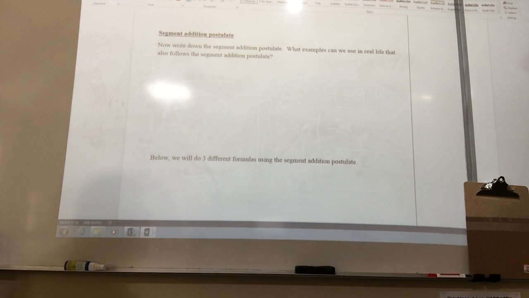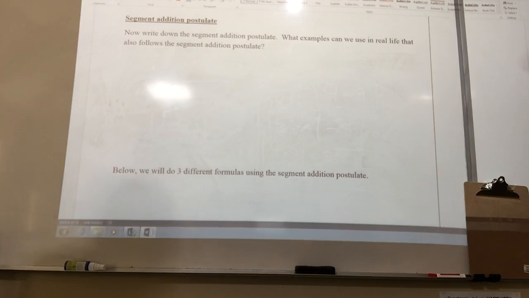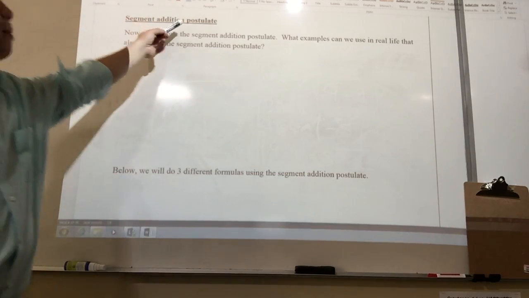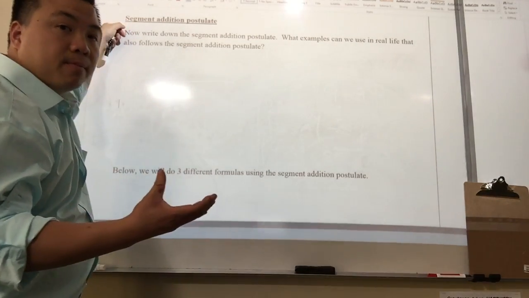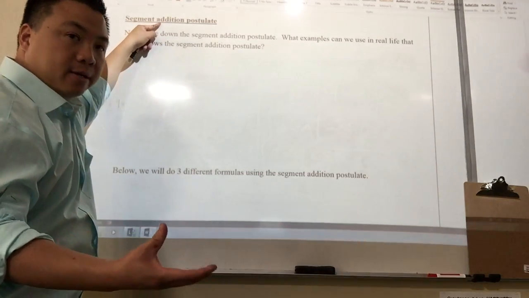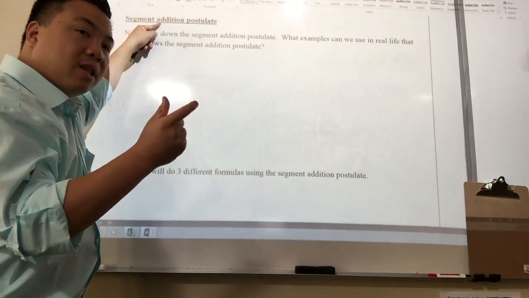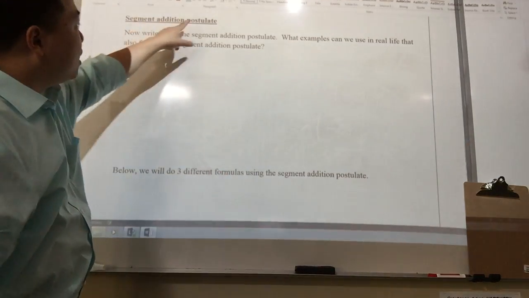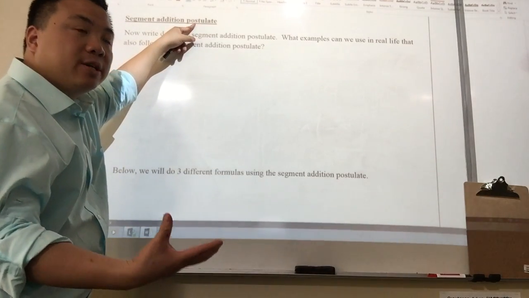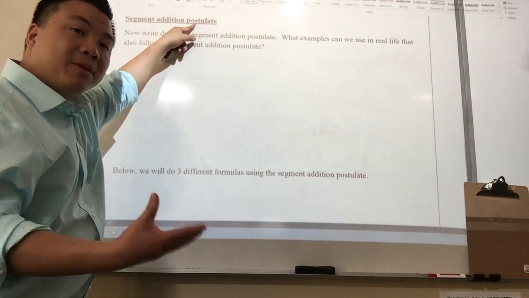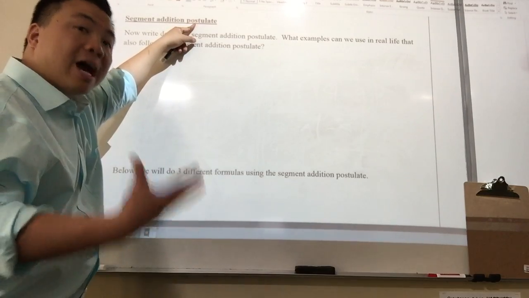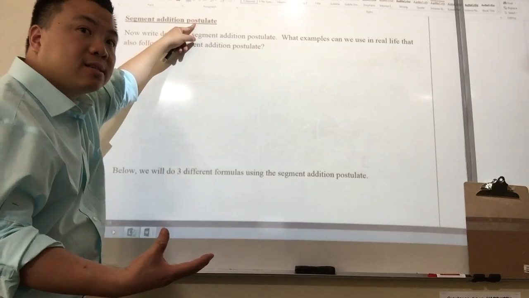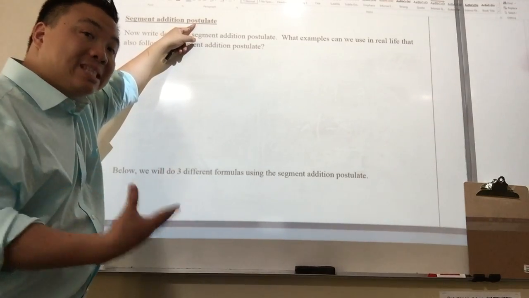Let me make it bigger. I'm not sure if you can see it. There it is. Segment addition postulate. Now, a segment is a line segment. It's part of a line. Addition, well, that's adding. So you're going to add two parts of a line to make it bigger. Postulate is a fancy word for saying it's something that's true. You can't prove it, but it's true. Like time existing. Time exists. We can't prove what it is, but it exists.